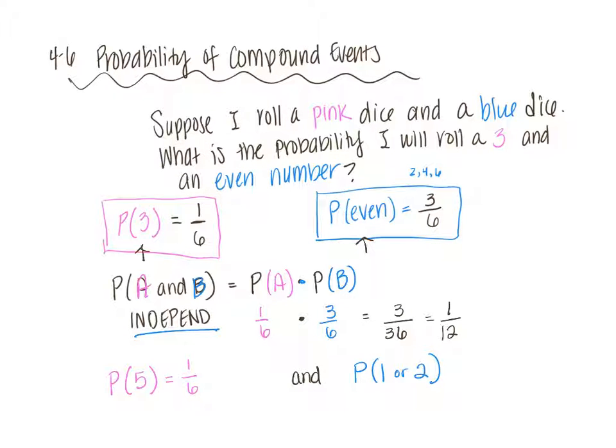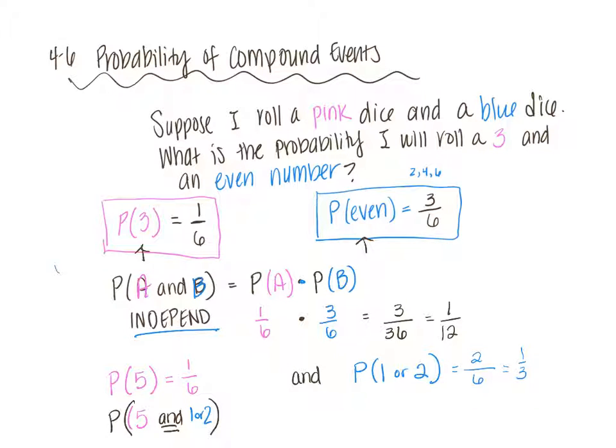Probability of 1 or 2. How many 1s do I have on my dice? I have 1. How many 2s? I have 1. So how many options are 1 or 2? I have 2 options I could roll out of 6 total on my blue. This simplifies to 1 in 3. I have a 1 in 3 probability of rolling either a 1 or a 2. And because I want the probability of 2 different events, this is the probability of A, a 5, and either a 1 or 2.